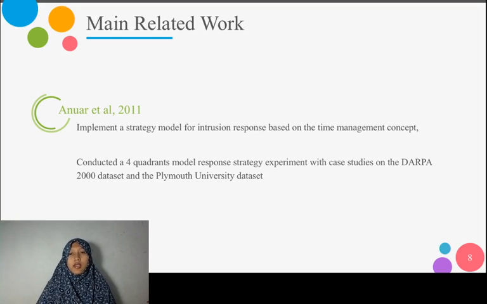For related work, in this research we use Anwar's research in 2011, in which they implemented a strategy model for intrusion response based on time management concept with a case study on the DARPA 2000 dataset and the Plymouth University dataset.